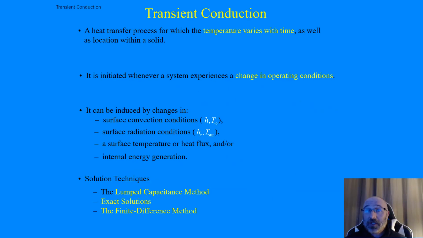What is transient conduction? Well, this is going to be a heat transfer process for which the temperature varies with time. So now we can see here, time is going to become a factor as we're looking at this now, as well as with the location as we've seen before when we're dealing with a solid. And this is going to be initiated whenever a system experiences a change in its operating conditions. What are some of these conditions? Well, it can be induced by changes in the following right here.